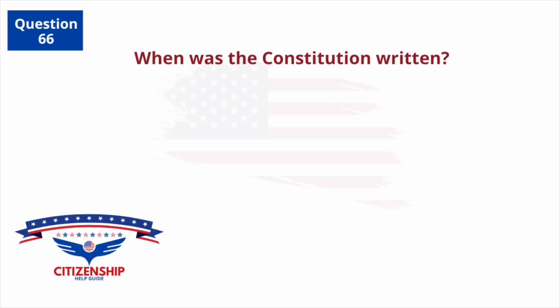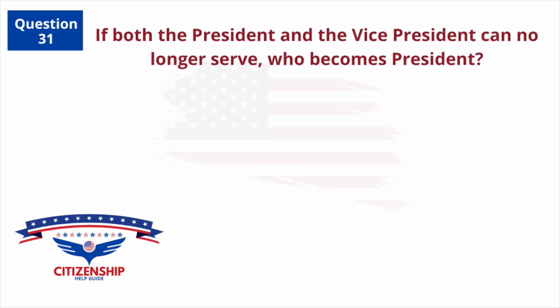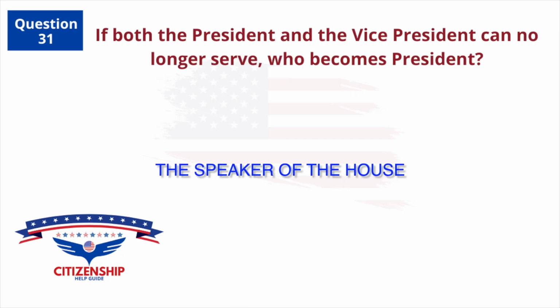When was the Constitution written? 1787. If both the president and the vice president can no longer serve, who becomes president? The Speaker of the House.